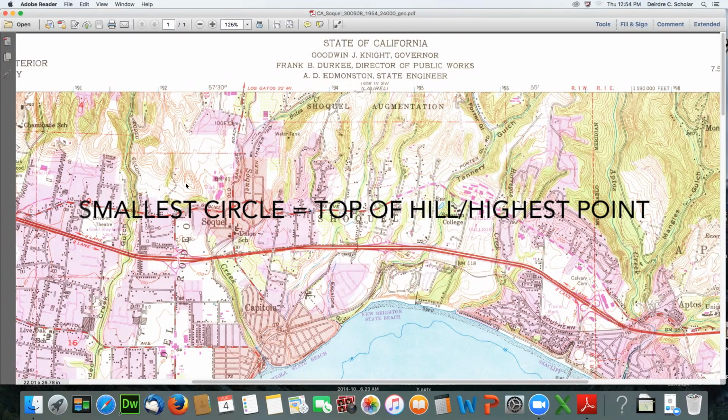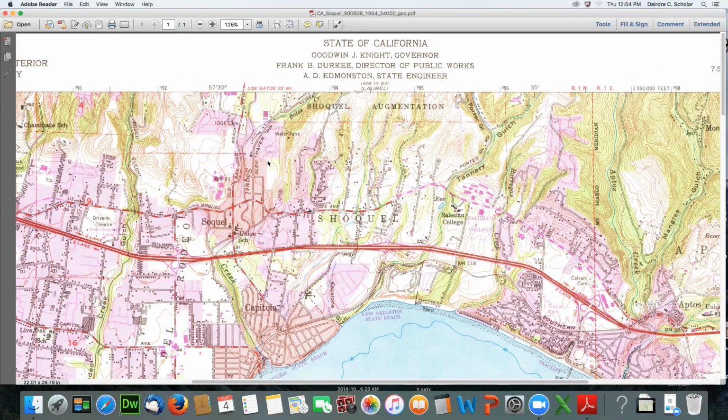So I'd like you to make a couple of sketches on your handout just to indicate that you understand the rule of O's and the rule of V's, and you can identify those features based on what contour lines are doing, whether it's a creek or a stream canyon, or whether it is a hill or a mountaintop.